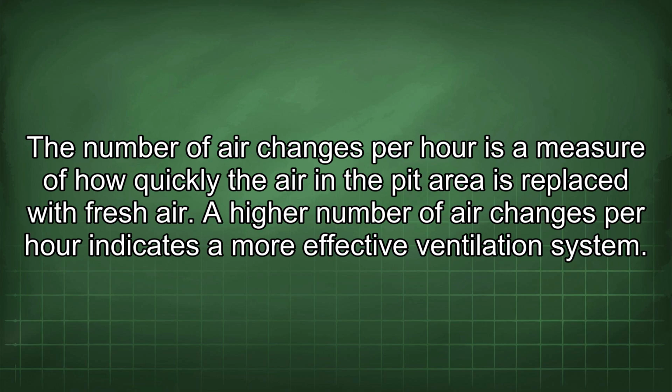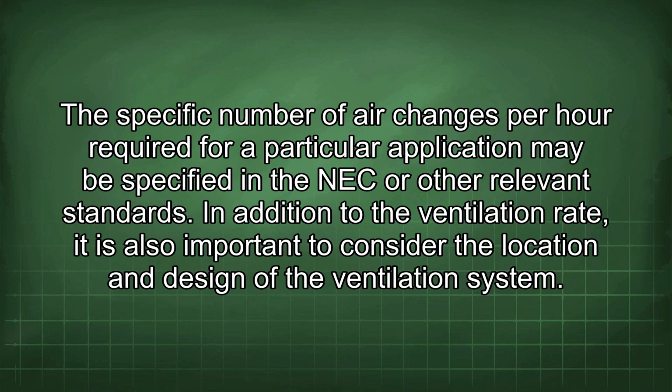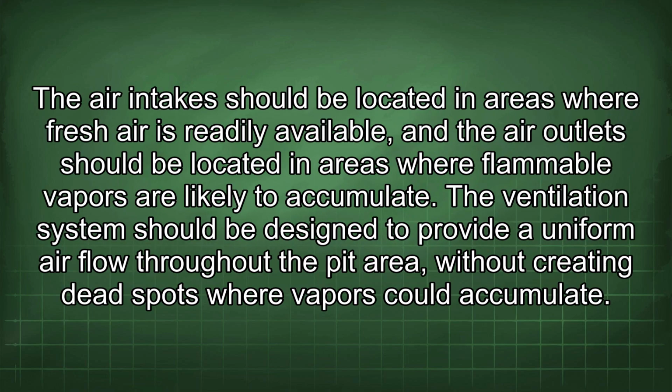The number of air changes per hour is a measure of how quickly the air in the pit area is replaced with fresh air. A higher number of air changes per hour indicates a more effective ventilation system. The specific number of air changes per hour required for a particular application may be specified in the NEC or other relevant standards. In addition to the ventilation rate, it is also important to consider the location and design of the ventilation system. The air intakes should be located in areas where fresh air is readily available, and the air outlet should be located in areas where flammable vapors are likely to accumulate.